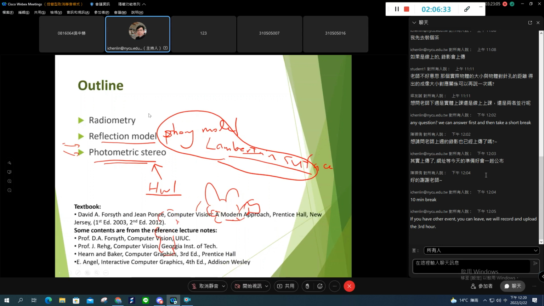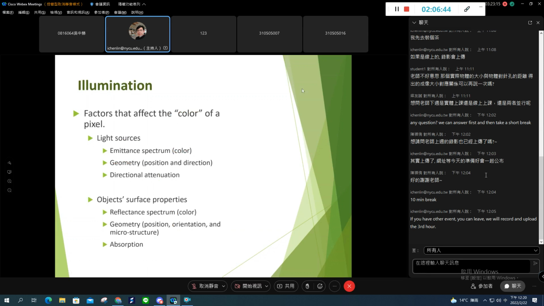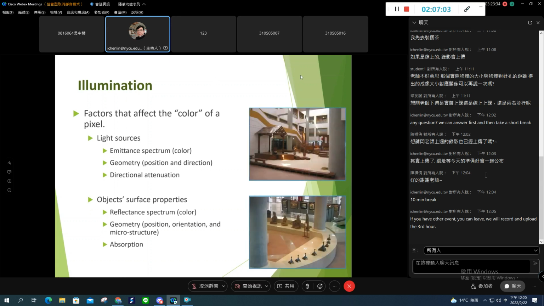Okay, so again, we will have some sources from the textbook and some related lecture notes. The first part, illumination, is actually mainly discussed in the graphics field. But we say that graphics and vision sometimes can communicate with each other, right?